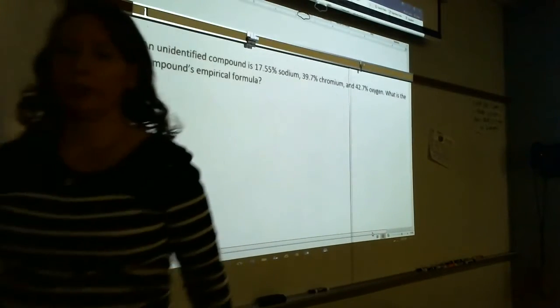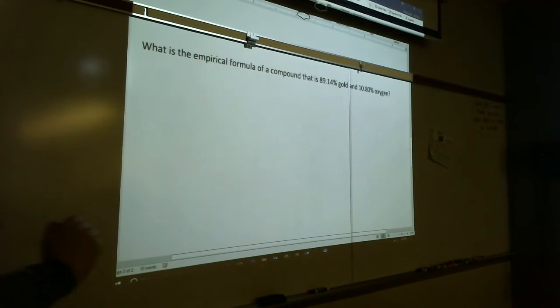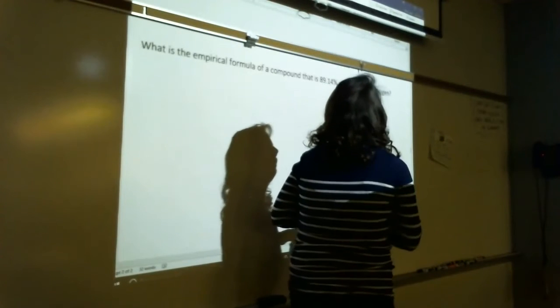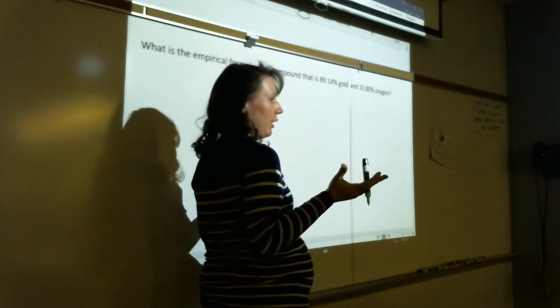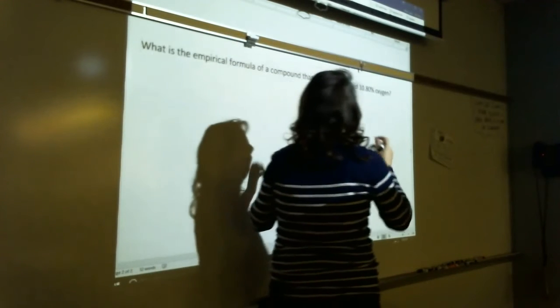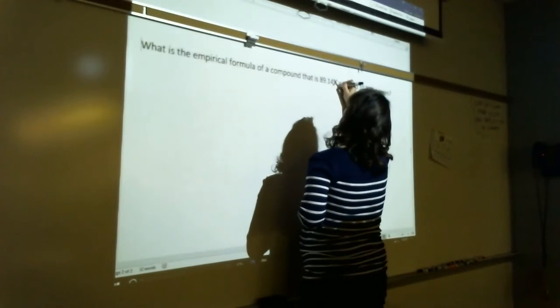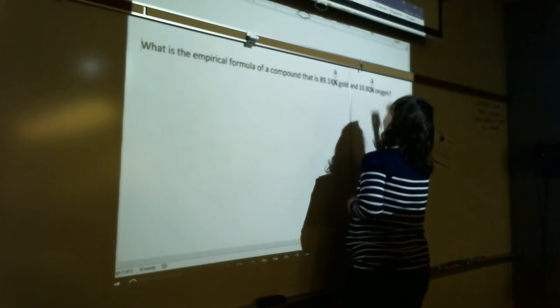Let's look at the other one. What is the empirical formula of a compound that is 89.14% gold and 10.8, excuse me, 10.86% oxygen? So again, the first thing we want to do is we're pretending we've got a 100-gram sample, right? So if a 100-gram sample, it's 89.14%, that means I've got 89.14 grams and 10.8 grams.